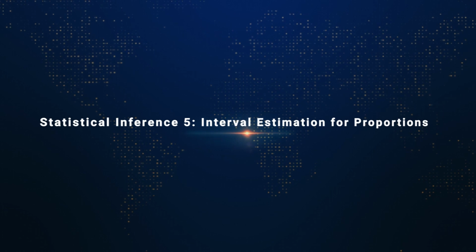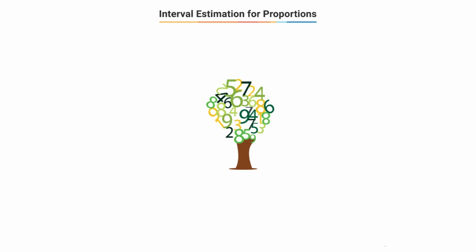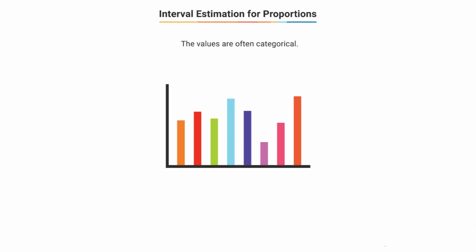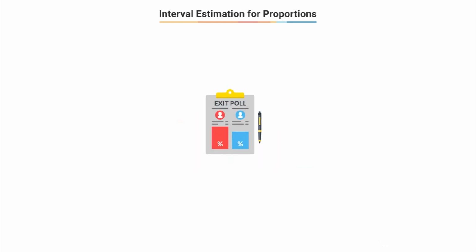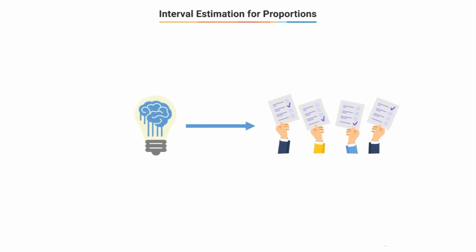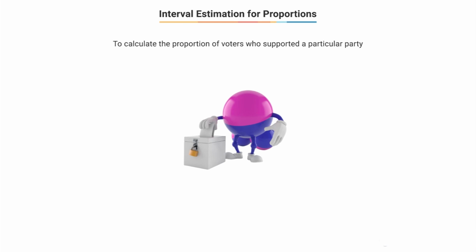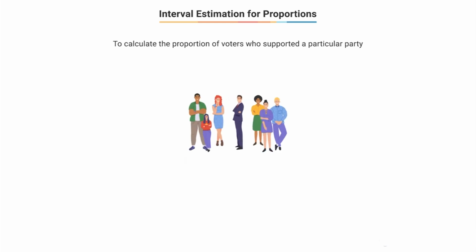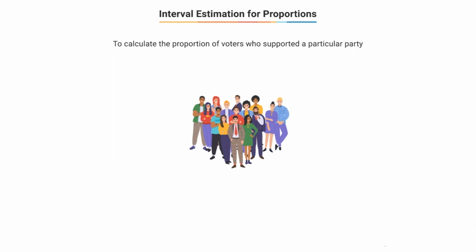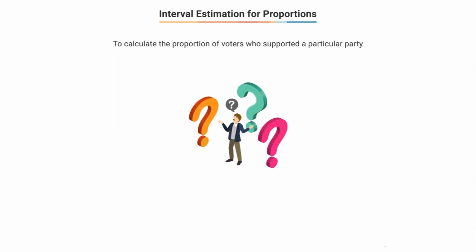Statistical inference part 5, interval estimation for proportions. Here we have assumed that all the values in our sample are numerical values. But what if the values are categorical in nature? A very common example of this is the exit polls that are conducted during elections. The idea of these polls is to estimate the number of people who voted for a certain candidate or party. Suppose you sample a few voters and calculate the proportion of voters that voted for a certain party. Now how will you extrapolate this value to the entire population? In this discussion, we'll show how to solve such problems, and as an example, we'll take up this exact problem.